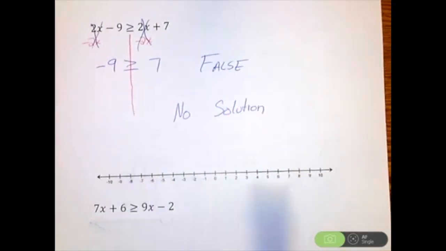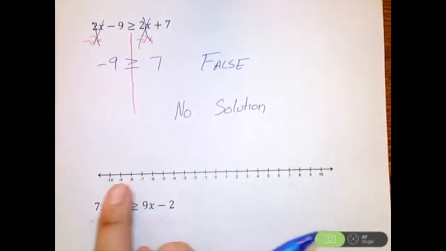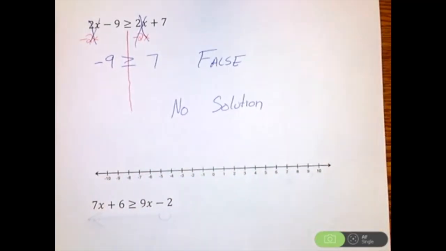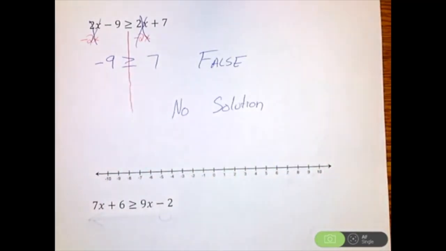Meaning no matter what you plug in, you're never going to get a true inequality. So actually the graph of this is a completely blank number line. There's nothing shaded, no circles, nothing. So you get no solution there.